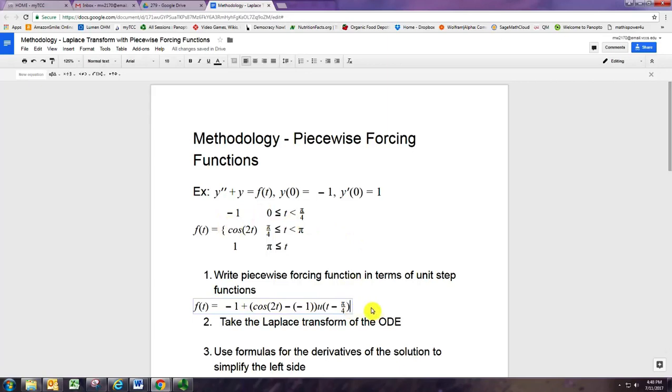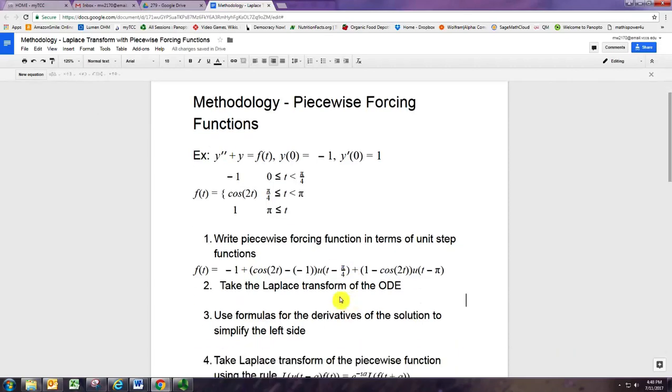So you always add on the new piece, for instance, 1, and then subtract the previous piece, in this case, cosine of 2t. And this is the step function that starts at pi. There we go.